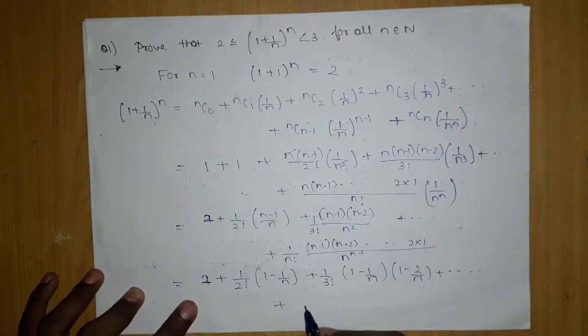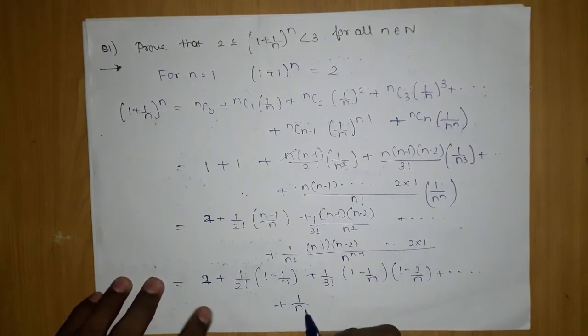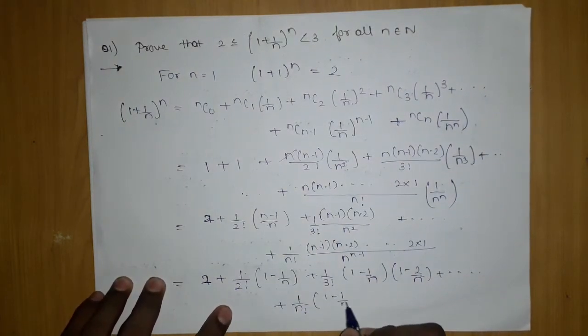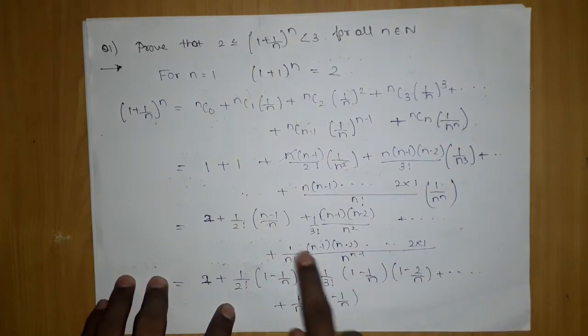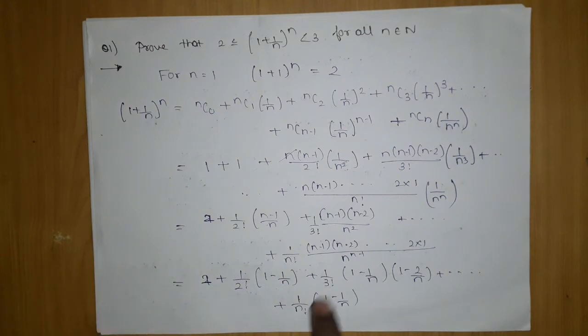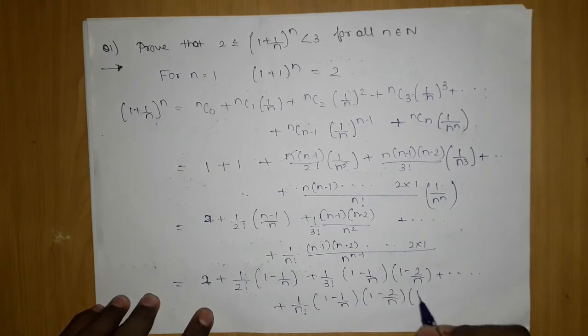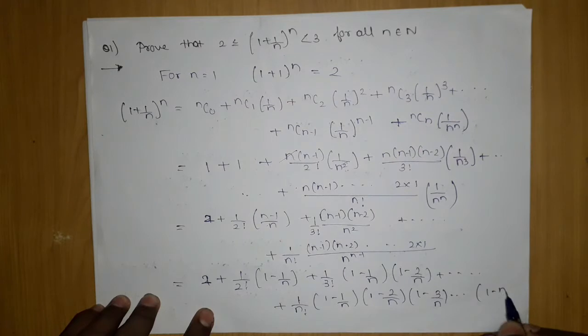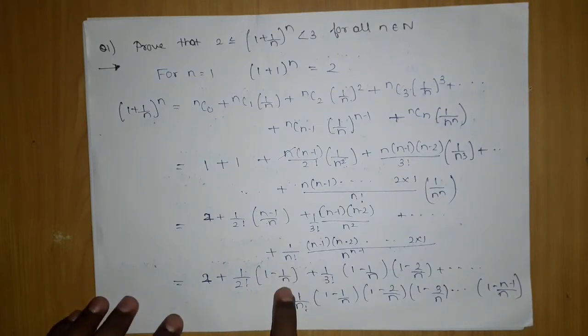Further on, a similar thing will happen here also. 1 by n factorial into 1 minus 1 by n. We will split n minus 1 in n till all the terms, because here n minus 1 terms are there. 1 minus 2 by n and 1 minus 3 by n, and this will go on till 1 minus n minus 1 by n.